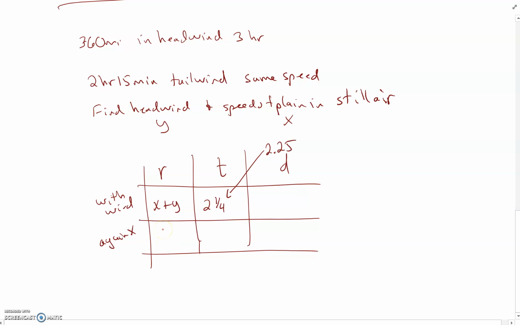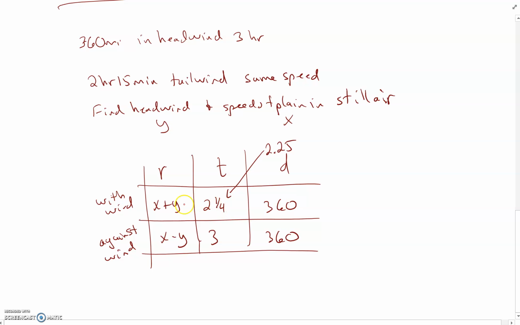Against the wind, it's the speed in still air minus the wind. It slows you down, doesn't it? That took 3 hours, and they both went the same distance. So now it's just a matter of applying the formula: rate times time equals distance.